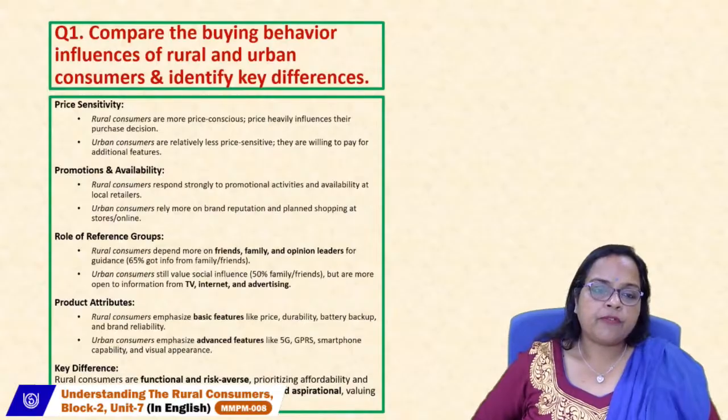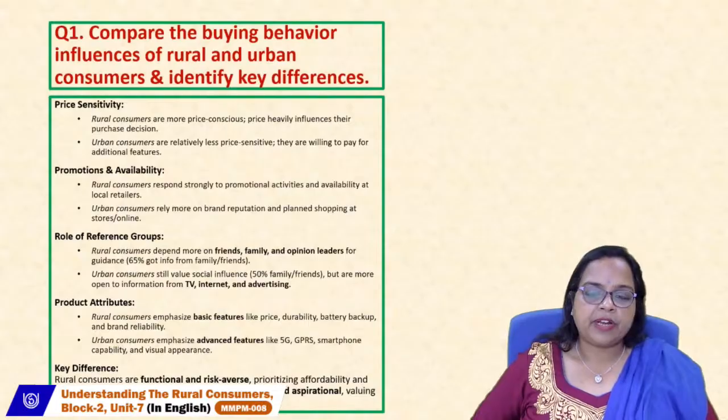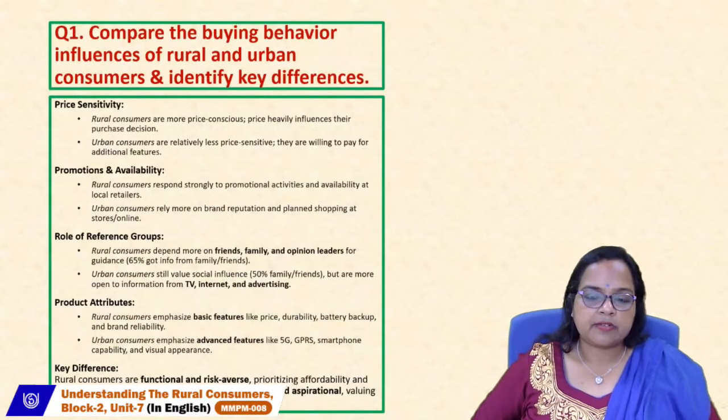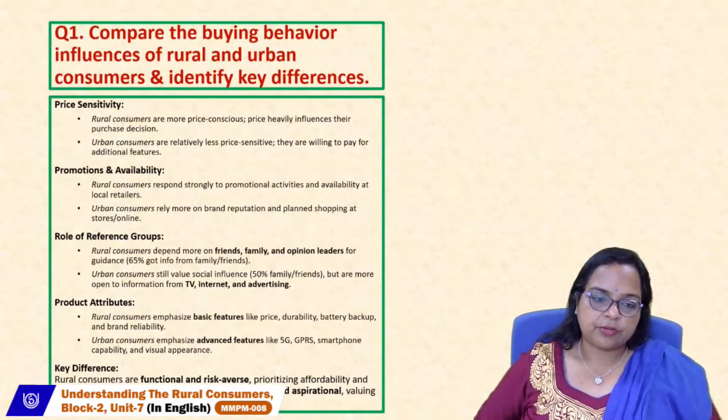The third one is the role of reference groups. Rural consumers depend more on friends, family, and opinion leaders for guidance. Like 65% go by family and friends' recommendation before purchasing a handset or any other high ticket value product. Urban consumers still value social influence, 50% family and friends, but are more open to information from TV, internet, and advertisement. The last influencing factor is product attributes.